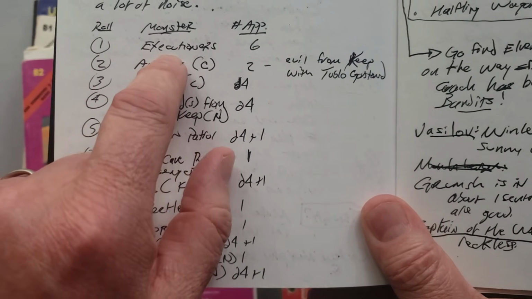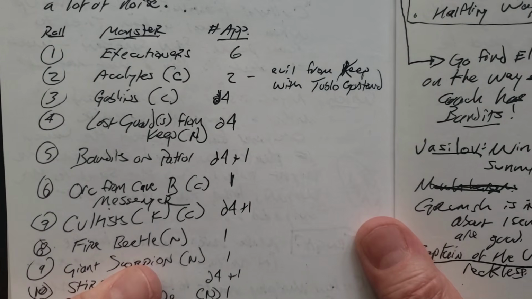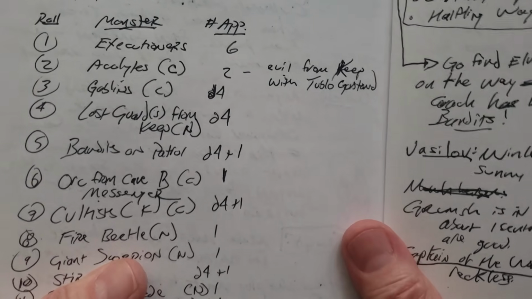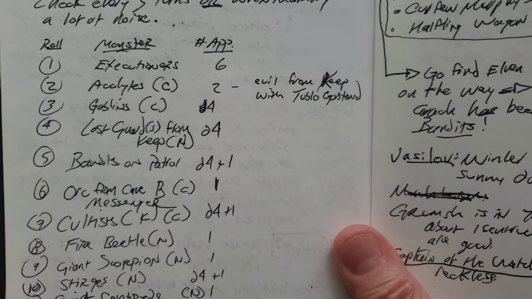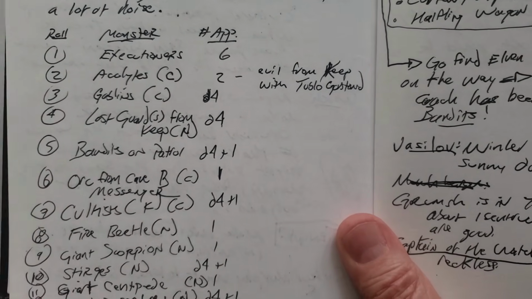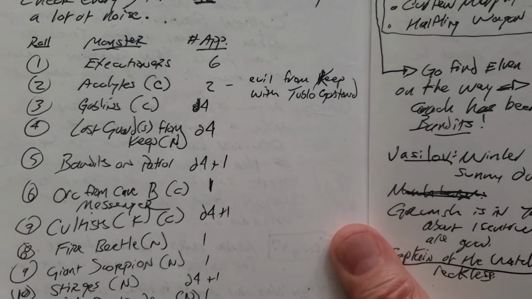So I have the executioners. That is a rival adventuring party that this group had heard of. They knew that they existed. And I knew what was going on behind the scenes was that these guys were following them and basically mopping up whenever the group moved on. And then a lot of times they would end up stealing the treasure from them.